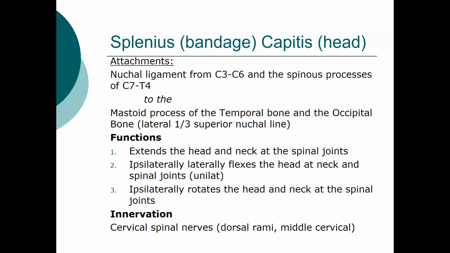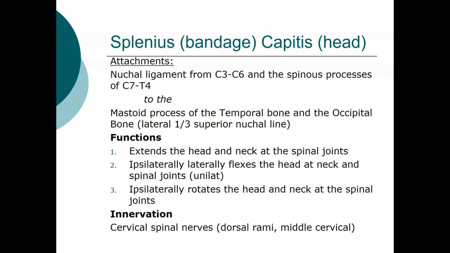The next muscle we're going to talk about is something called splenius capitis. There are two splenius muscles: the splenius capitis, which we see here, and the splenius cervicis. So I've kind of explained it out to you. The term splenius almost means bandage-like, so it's flat, like a bandage. Capitis means it attaches to the head.